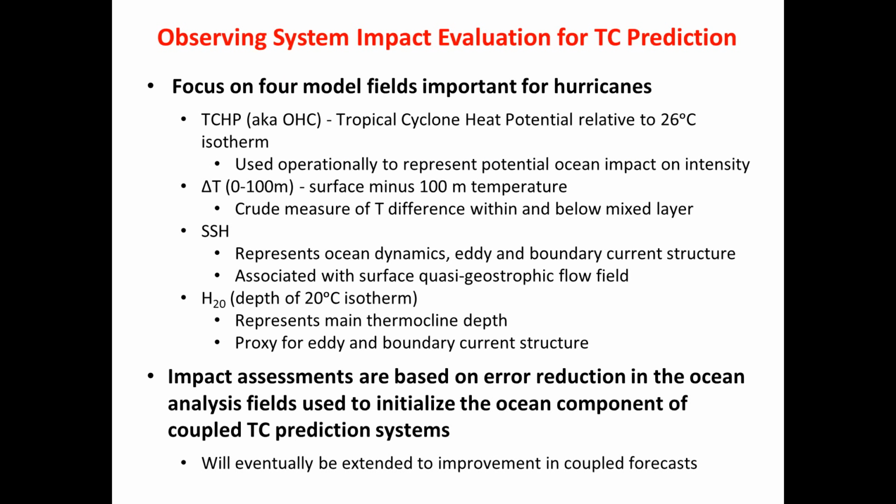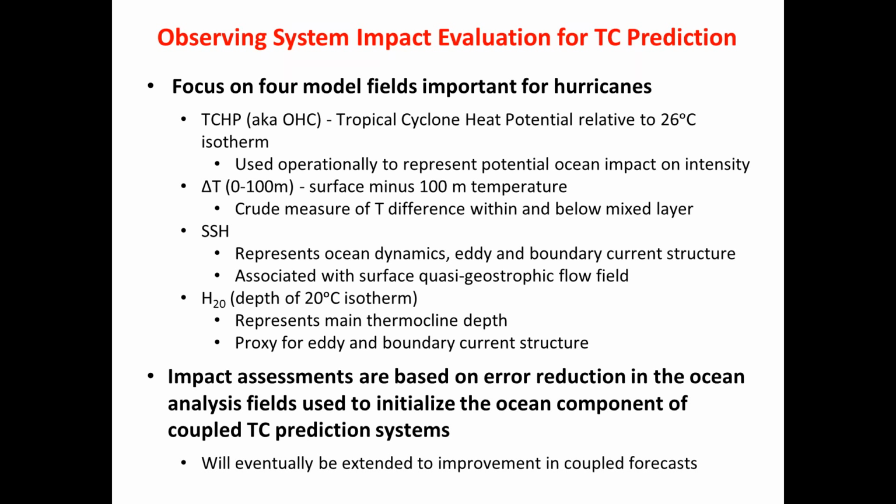In this talk, I'm going to focus on 4 model fields that are important for the hurricane problem. The tropical cyclone heat potential, also known as ocean heat content relative to the 26 degrees Celsius isotherm, which is used operationally to represent the potential ocean impact on intensity. Delta T between the surface and 100 meters, SST minus 100 meter temperature, provides a crude measure of temperature difference within and below the mixed layer, a crude representation of vertical structure and how accurately the ocean model reproduces that. Sea surface height, of course, is associated with the ocean dynamics and the associated quasi-geostrophic surface flow field.